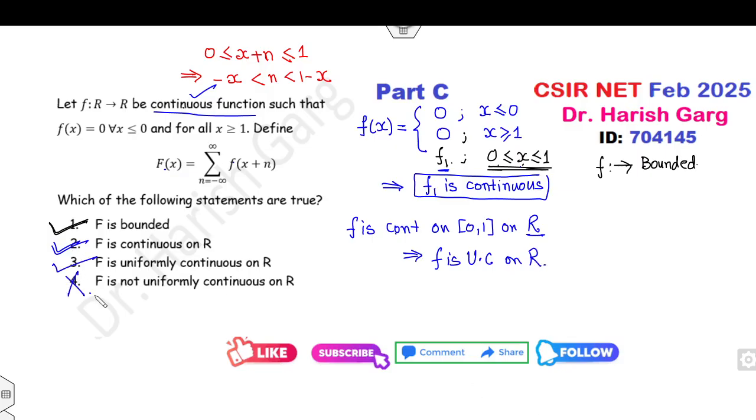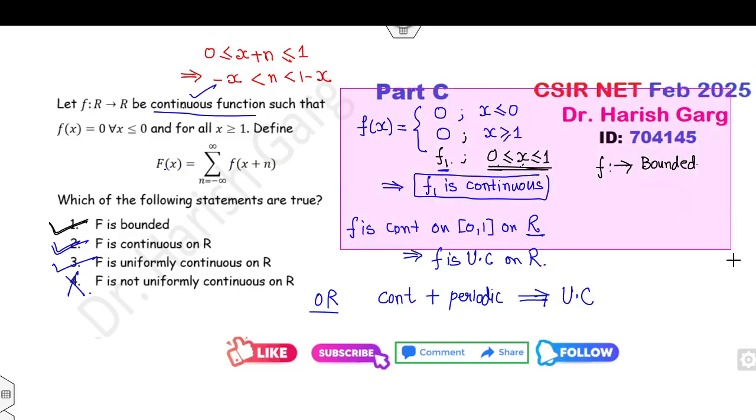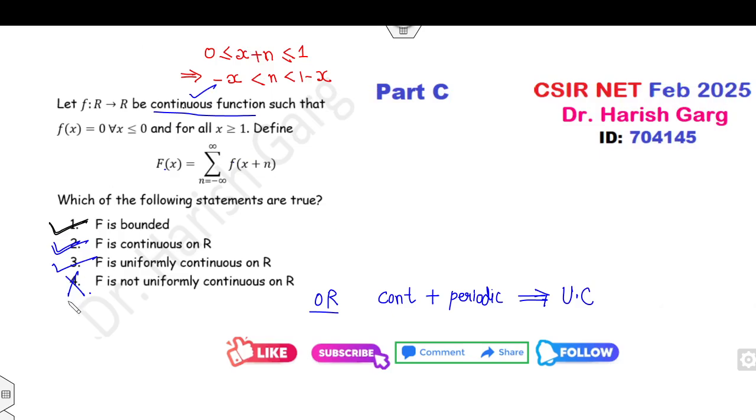The fourth option is fine. There is one more way. If you prove that the function is continuous plus the function is periodic, that implies the function is uniformly continuous. Fine. So can you prove that the function is periodic? Or if in the examination they ask whether f is periodic or not, how can you check the periodicity? So I can say f of x plus 1. My target is to prove this is the same as f of x.